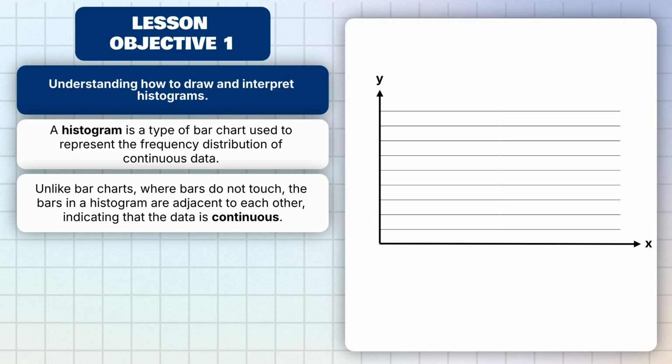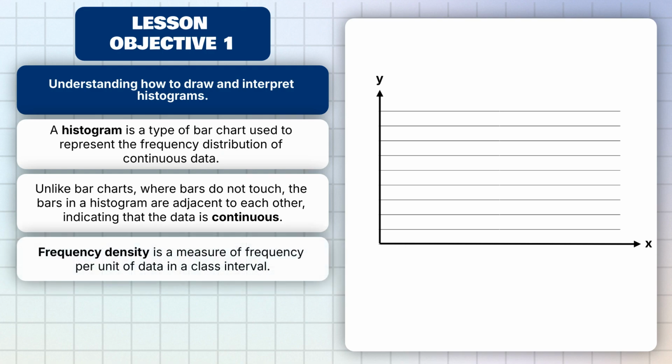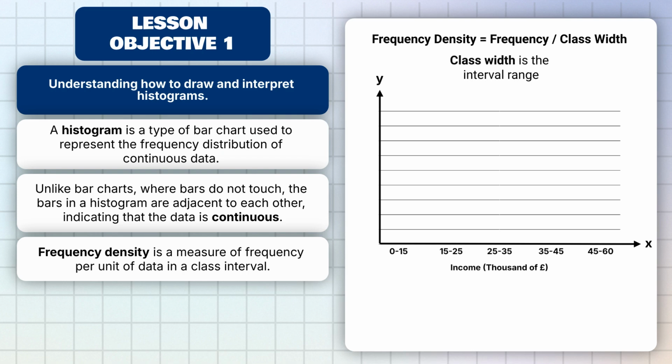On the x-axis, we represent the class intervals or bins, which are ranges of continuous data, and on the y-axis, we have the frequency density. Frequency density is a measure of frequency per unit of data in a class interval, which is equivalent to the equation frequency density equals frequency divided by class width, where class width is the interval range, such as 0 to 15,000, 16,000 to 25,000, and so on.